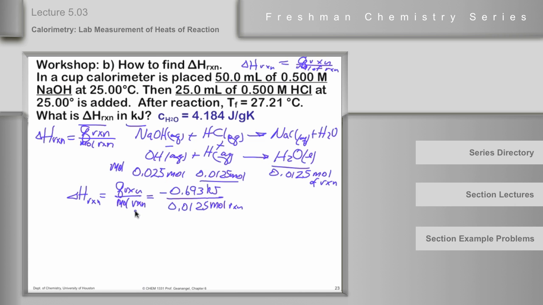Okay, so when I did that math, I got minus 5.54 times 10 to the fourth, sorry, back up, 5.54 kilojoules per mole. With the negative sign right there, don't forget that. So delta H of reaction, when things go bad, they go bad in a hurry.